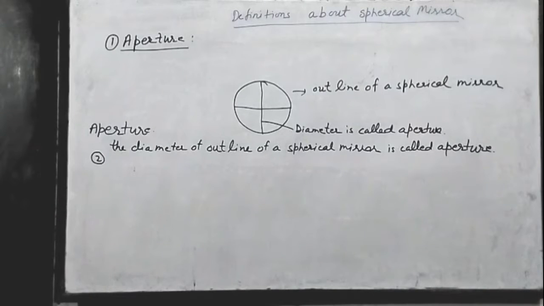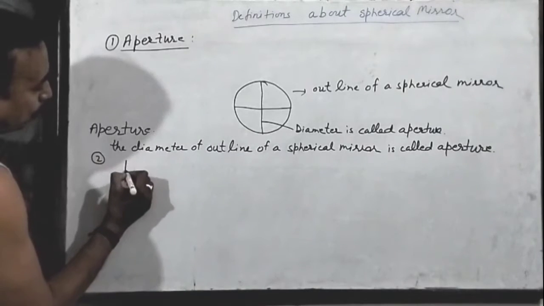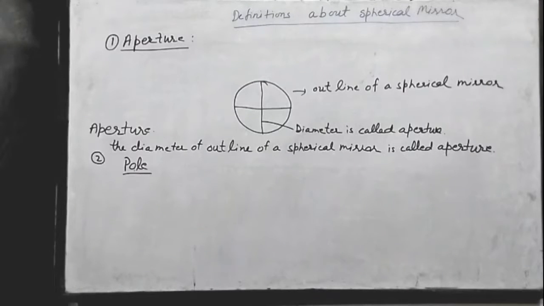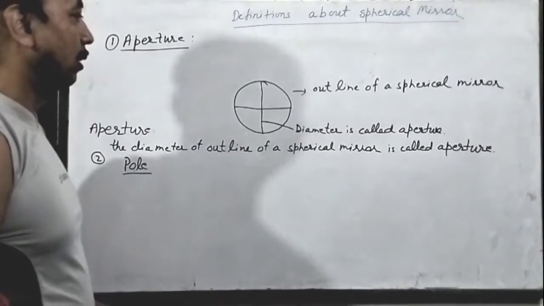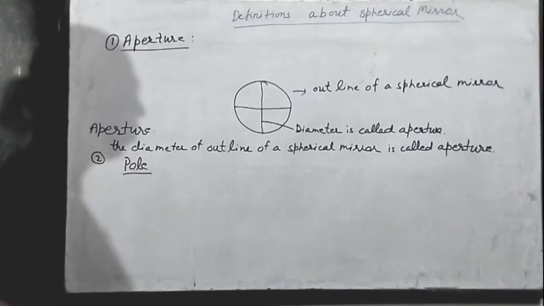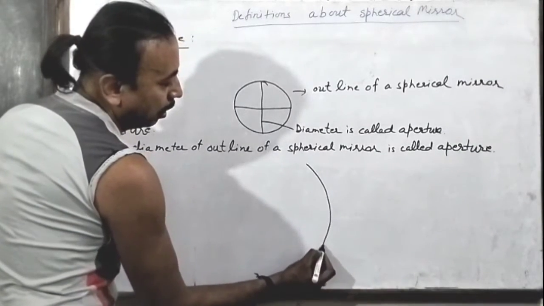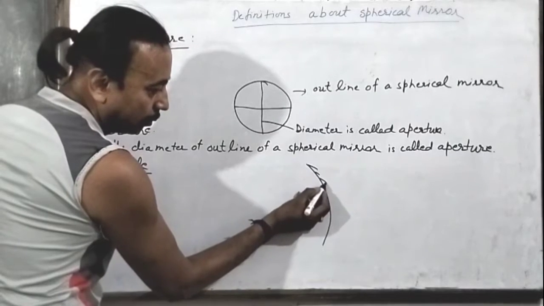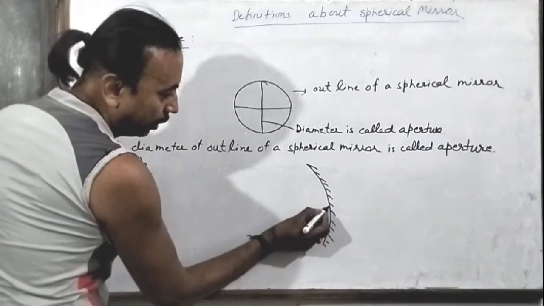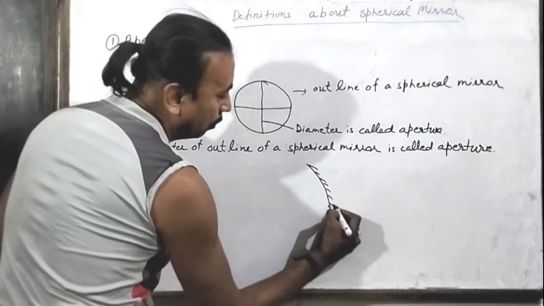Now, the second definition: pole. What is pole? The geometrical midpoint of the surface of the spherical mirror is called pole. These are cross sections of a mirror. Suppose it is a concave mirror, and this is its cross section. The center point, the midpoint, is called the pole of the mirror.